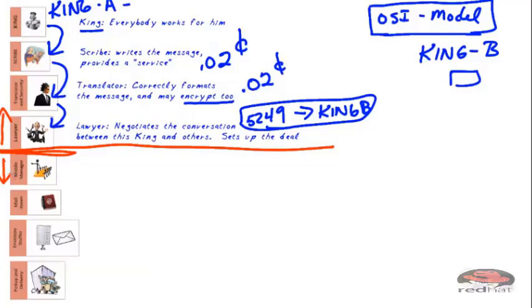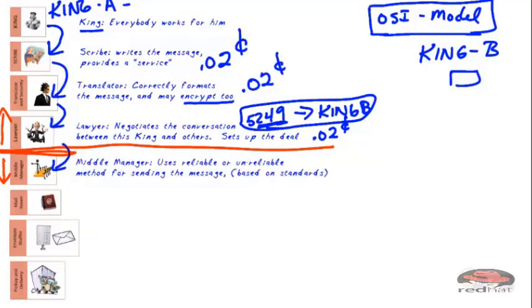So the lawyer, after agreeing to have this message sent from the king, has added his 2 cents to the deal as well. Again, 2 cents meaning he's just added a little bit of overhead to the message. The overhead might be the tracking number for the documents and so forth. He then hands it down to the middle manager. Now, this middle manager's job is to make sure that this message gets delivered. Now, the middle manager has a couple of options.